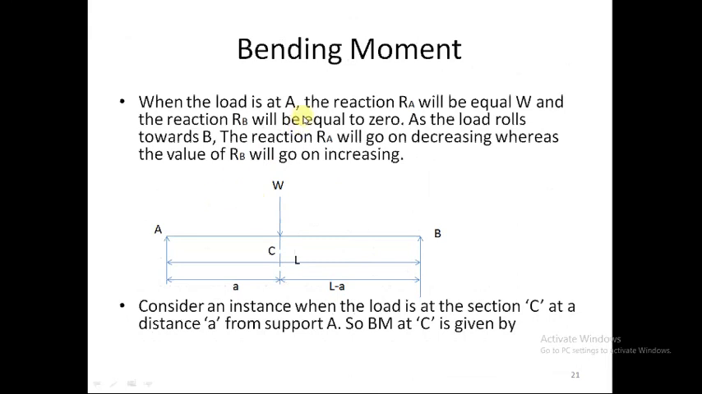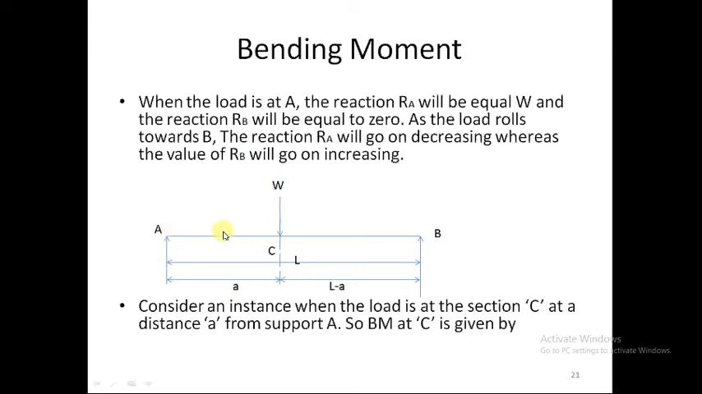Now the last part will be discussing the bending moment. How is the load going to be placed, the position of the load, and how you compute the bending moment we will see here. When I place the load at the support A, the reaction at A will be equal to the load itself, and the reaction at B is going to be 0 because the total load is taken by the support A itself.